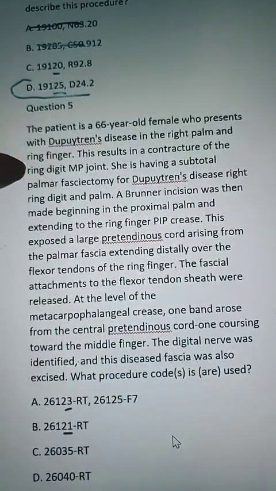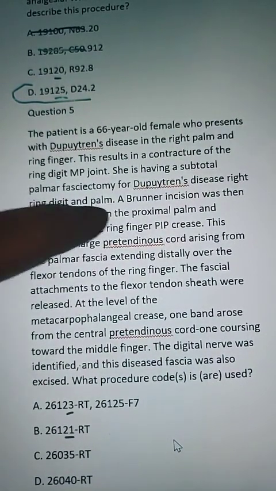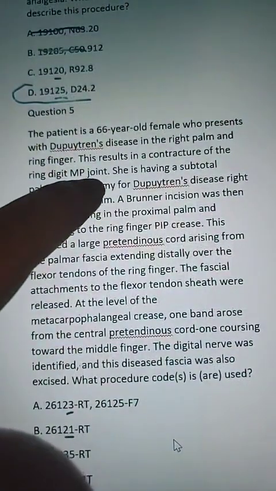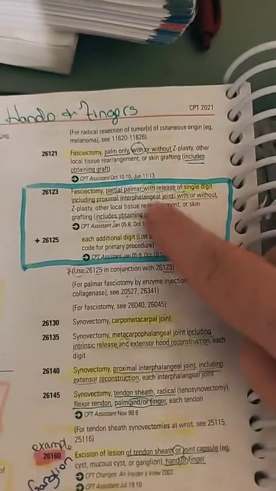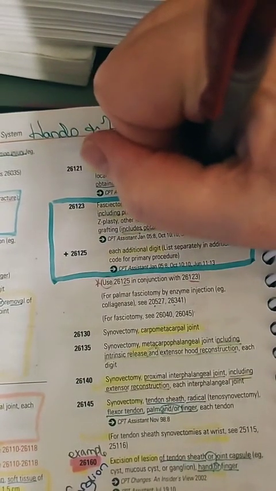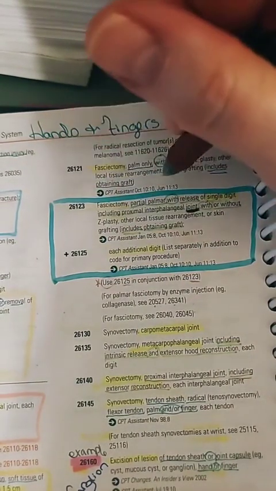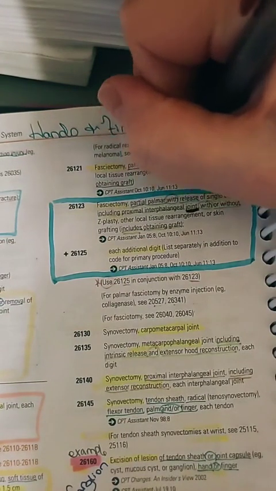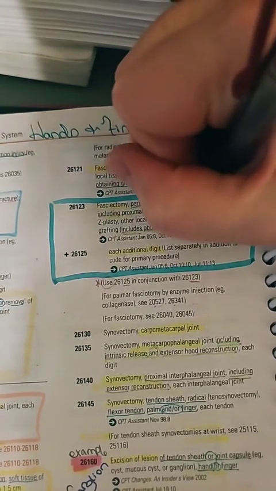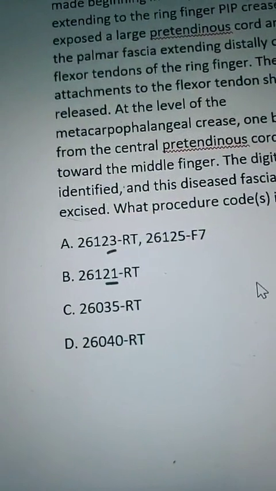Because this one is doing the ring finger and palm, you've got a joint. That joint, you're seeing the word joint. This one means the joint was included. That is your main key term to know whether you're doing this or not. This one will not have a joint in it at all. No joint. It's just tissue. This one includes joint. So that's our difference with these two. So A is definitely our answer right here.